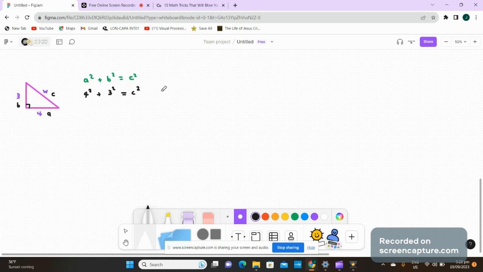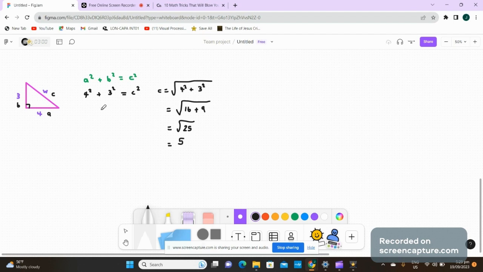Now, from here, you could take another step and go C is equal to the square root of 4 squared plus 3 squared. I'll write that out. 4 squared plus 3 squared. That could get a bit complicated, but we'll go through it real quick and then we'll try the other way just to simplify it. We can calculate what's inside the brackets. So 4 squared is 16 and 3 squared is 9, so 16 plus 9. That equals the square root of 25. And if you know your square roots, you'll see that that is equal to 5.